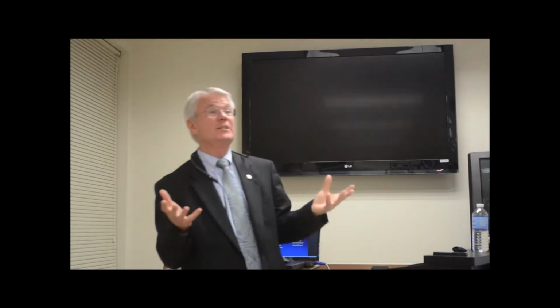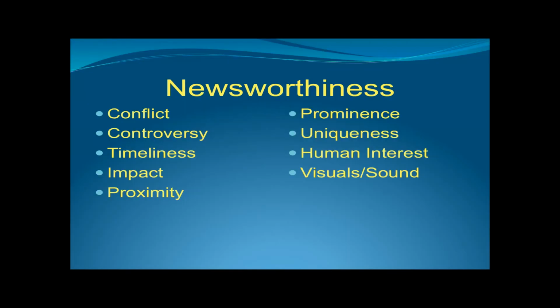How impactful is it? The corner store closing down is not as impactful as the plant in town closing down. Is it timely? If it's two or three days old, most media doesn't care anymore. Proximity: who's impacted? The people here.